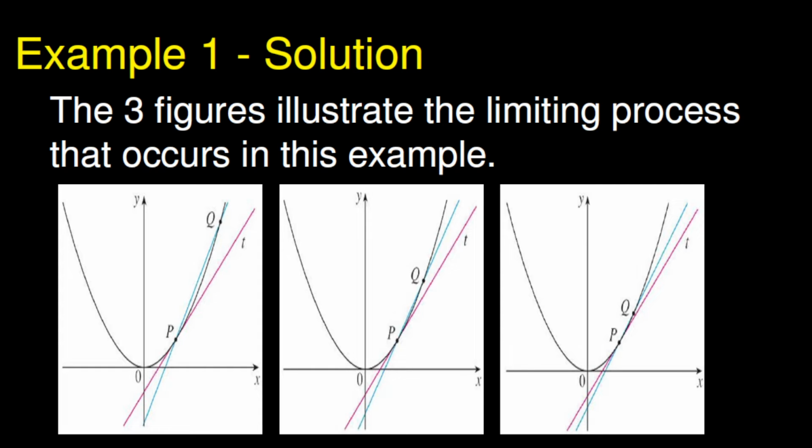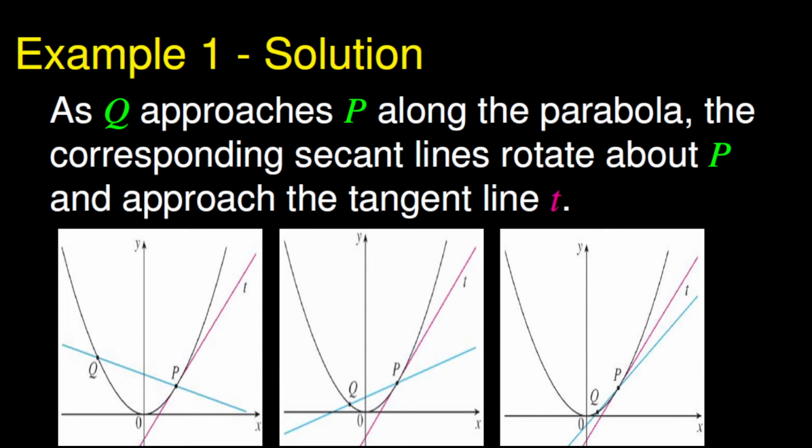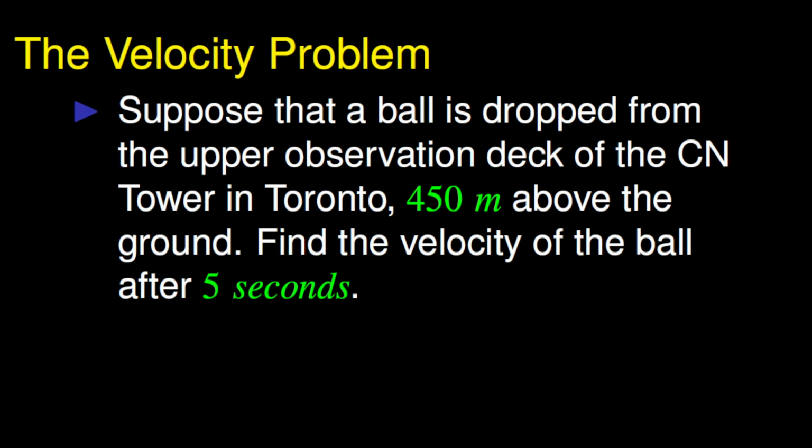As Q approaches P along the parabola, the corresponding secant lines rotate about P and approach the tangent line T. Now, let us talk about another seminal problem that will help us introduce the concepts of limit and derivative. The problem we will briefly introduce is the velocity problem.